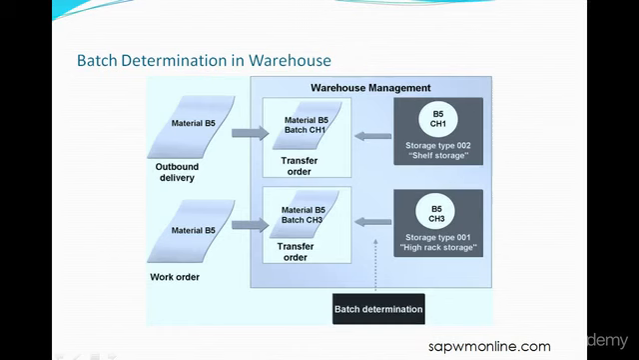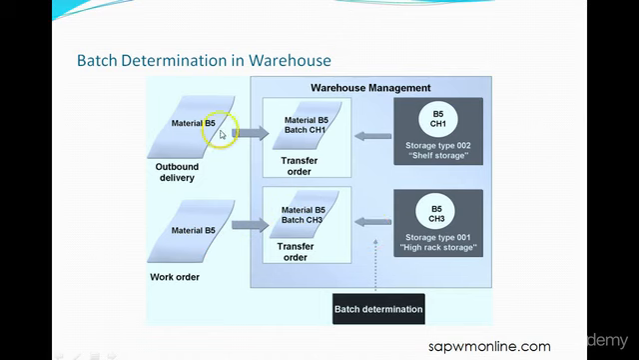So this is basically how the batches would be determined. We have an outbound delivery here, and when the outbound delivery is processed into a transfer order for a material B5, we would want to have a batch of characteristics, say CH1. It would search in the storage type 002 and then pick the batches from there. So this is the place where batch determination happens, and the system automatically picks the batches based on the strategy that you have specified. Similarly, for the work order, we have batch determination taking place.